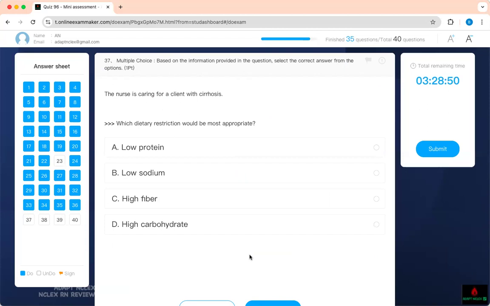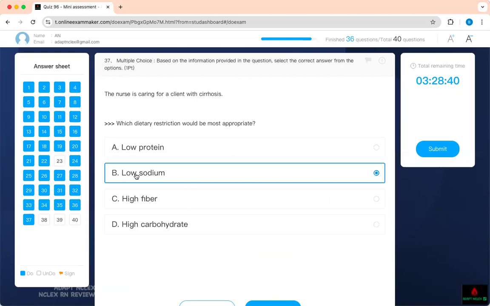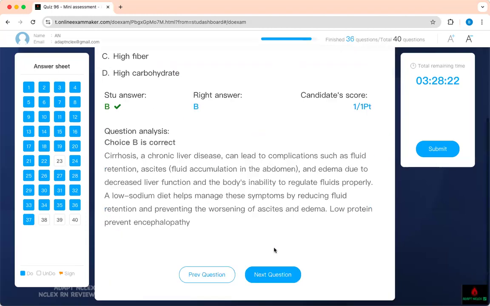Which dietary instruction will be the most appropriate in caring for a client with cirrhosis? The liver hates protein, so low protein is good. The liver hates sodium. Low sodium is good because it prevents what? Fluid retention, and that is the most important. Even though low protein is okay, it's not the priority. This is the best way. Low sodium is the most important.